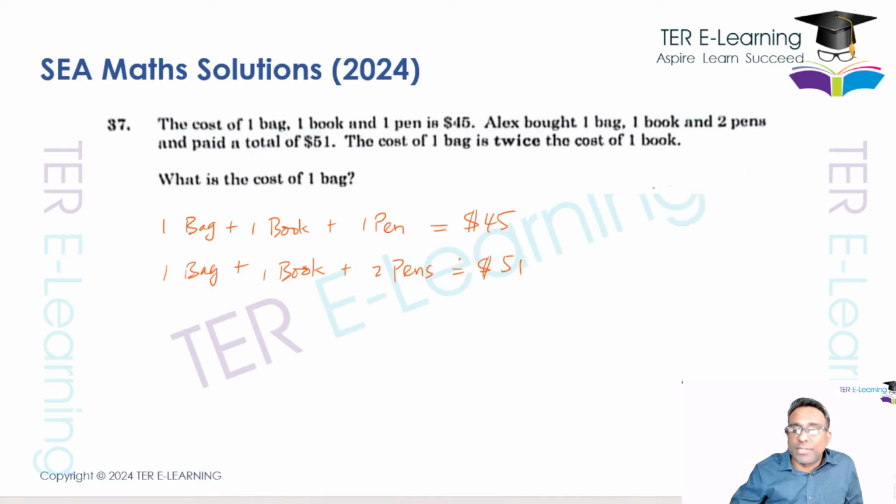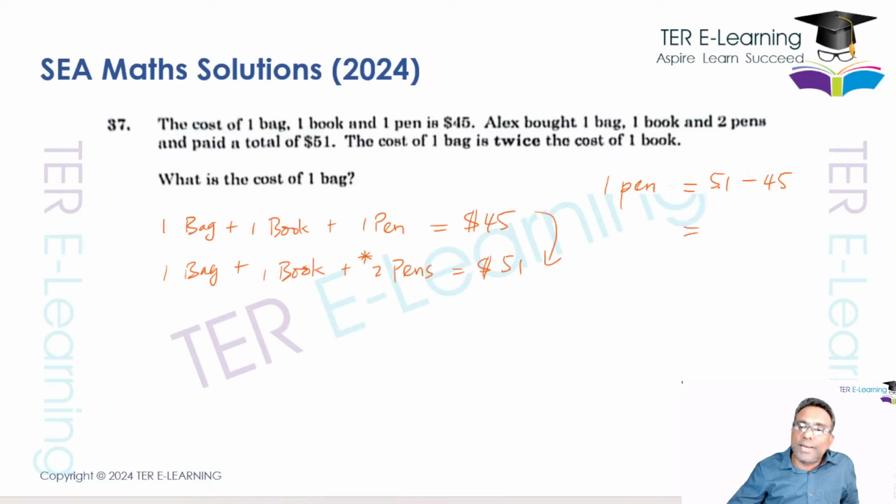That's $51 here. Now, if you look at these 2 statements here, you're going to realize the only difference is that you are adding 1 extra pen, right? So the first purchase was $45 for 1 bag, 1 book, 1 pen. But in the second scenario, for $51, we paid for 1 bag, 1 book, and 2 pens. So therefore, just by looking at that statement there, we know that the price of 1 pen is simply going to be 51 minus 45, right?